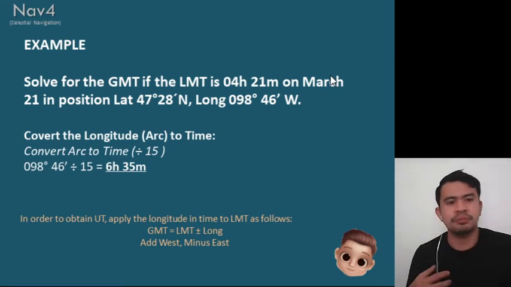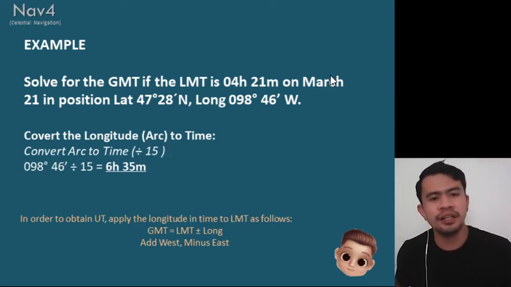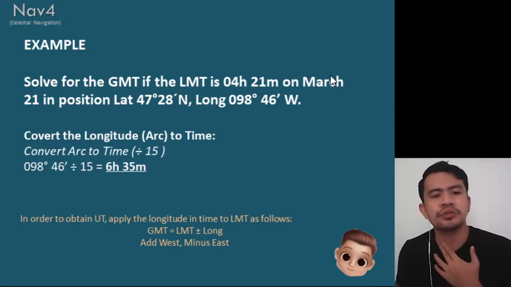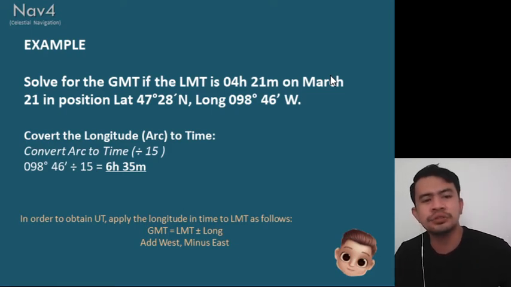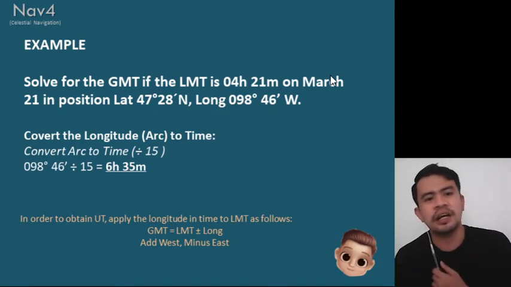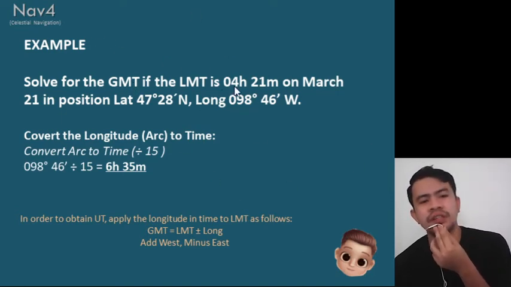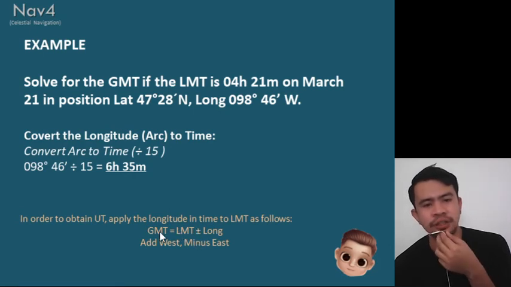So, we have here an example. Now, we will be solving for the GMT. Solve for the GMT if the LMT is 4 hours 21 minutes on March 21 in position latitude 47 degrees 27 minutes north, longitude 098 degrees 46 minutes west. So the first thing that we need to do, ang hahanapin natin dito is GMT, and we have already the given na LMT. So the formula that we'll be using is LEG minus. Ang formula natin ay LMT plus or minus longitude, and we get the GMT.